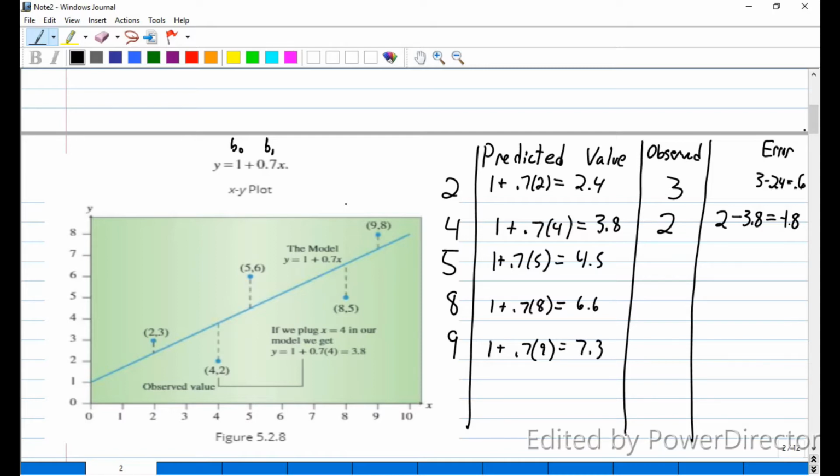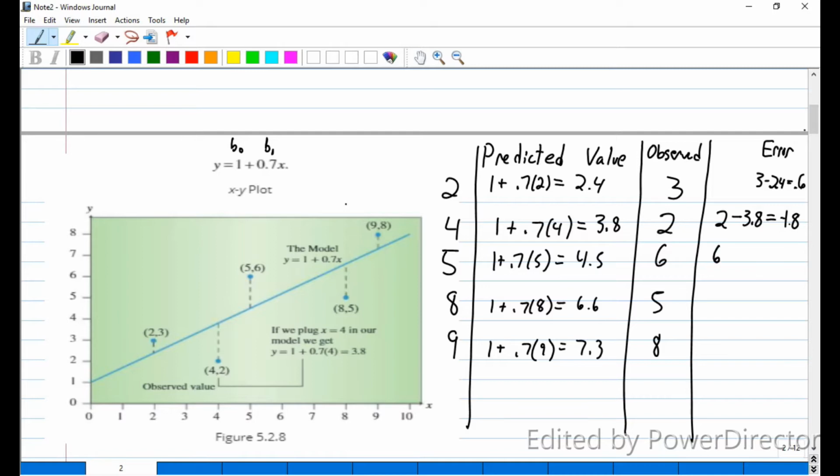Okay? So the observed value is the actual value you get from the table or you get from the scatter plot. So when x equals 5, y equals 6. When x equals 8, y equals 5. When x equals 9, y equals 8. And so the way that we find the error is we always say the observed minus the predicted.